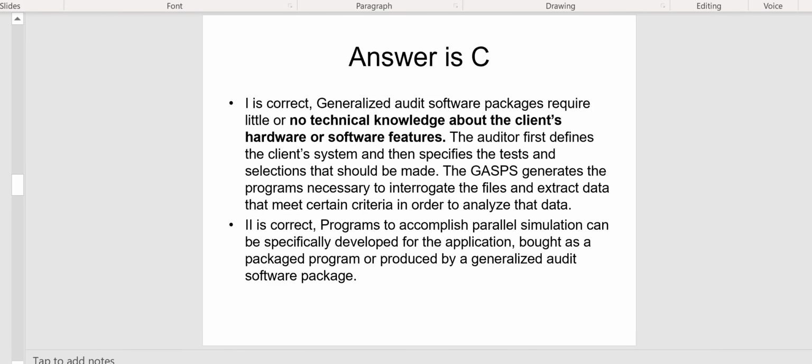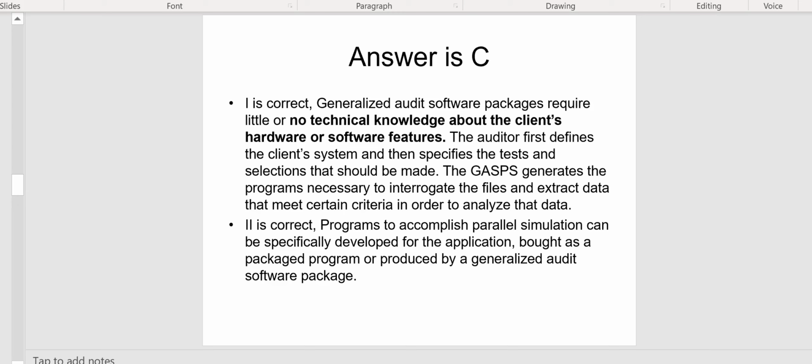Generalized audit software requires little or no technical knowledge by the auditor about the client's hardware or software. The auditor would first define the client's system and then specify the tests and selections. And the generalized software would generate the program necessary to interrogate the files, be able to extract the data that meets certain criteria. And then 2 is correct.